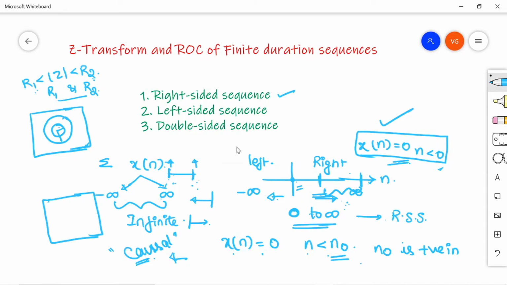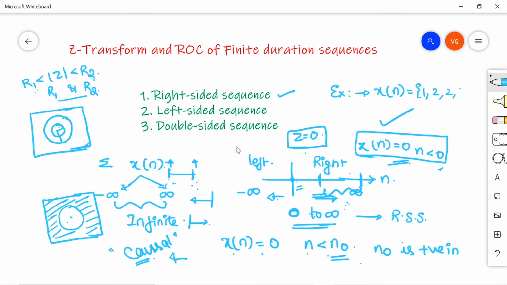See, the region of convergence is the entire Z plane except at Z is equal to 0. So you can write this as the entire Z plane except at Z is equal to 0, as this is a right-sided sequence. For example, the right-sided sequence will look like this. See, x of n is equal to 1, 2, 2, 1. n is equal to 0 is here. It means the signal is extending only on your right side, and looks like this: 1, 2, 2, 1.